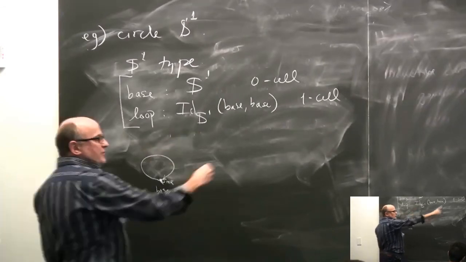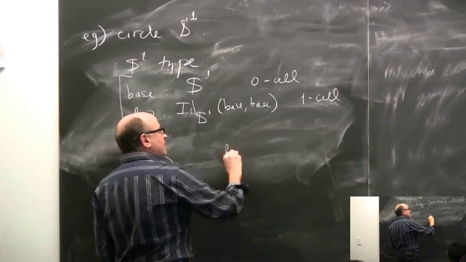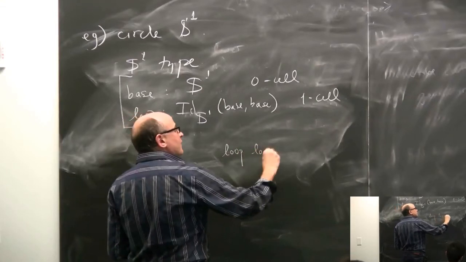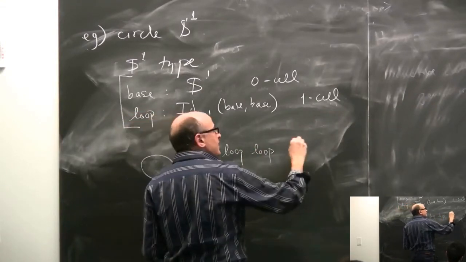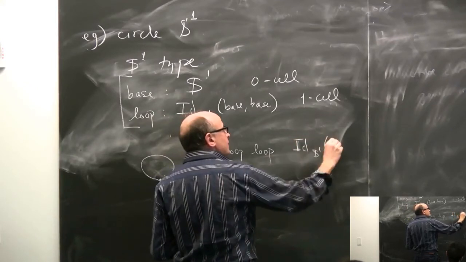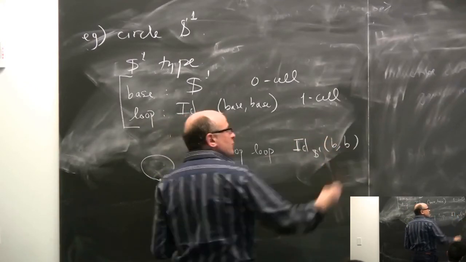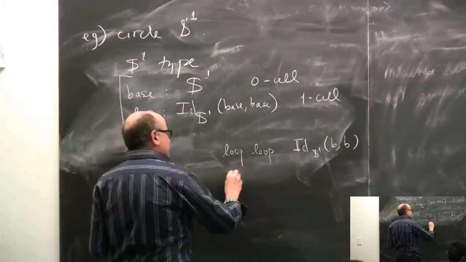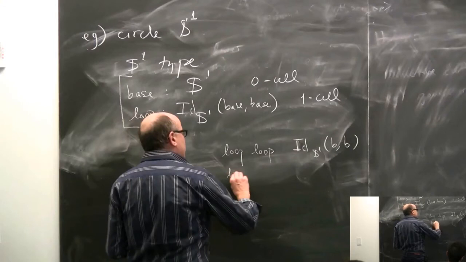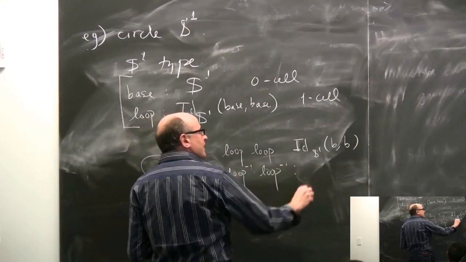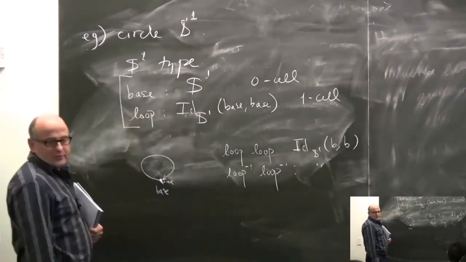So what I was saying before, which I messed up when I wrote over there, is that not only do I have loop, but I have loop concatenated with loop in S1. So that's in the identity type for S1 between, let me write B and B if you don't mind, between base and base, et cetera. There's also, just for fun, loop inverse concatenated with loop inverse. I can do this all day long. I can write all sorts of things.